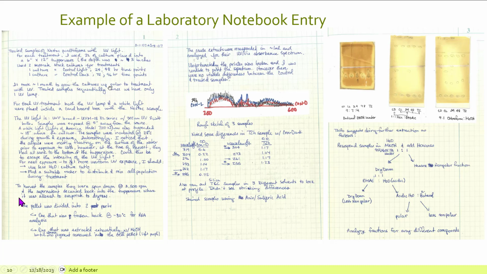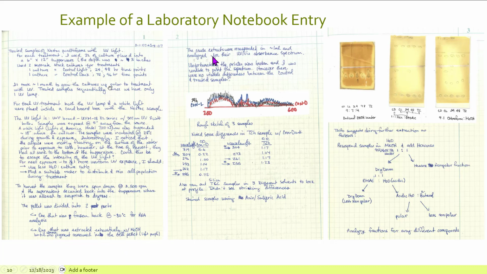To harvest the samples, they were spun down at 3,500 RPM, and the supernatant decanted back into the Tupperware where it was allowed to evaporate to dryness. The pellet was divided into 2 parts. One was frozen back at minus 80 degrees for RNA analysis, one that was extracted exhaustively with methanol until almost no pigment remained in the cell pellet.